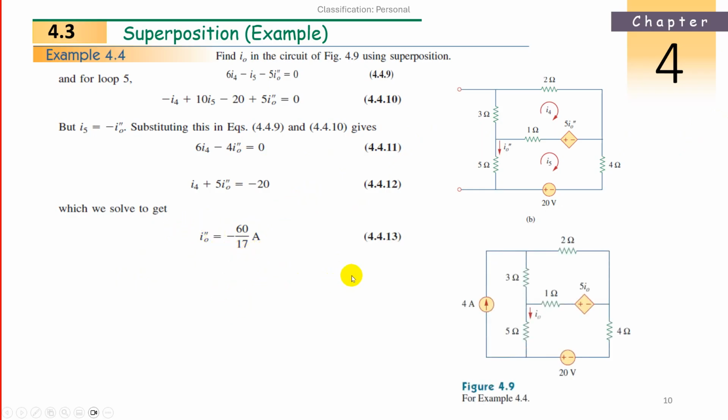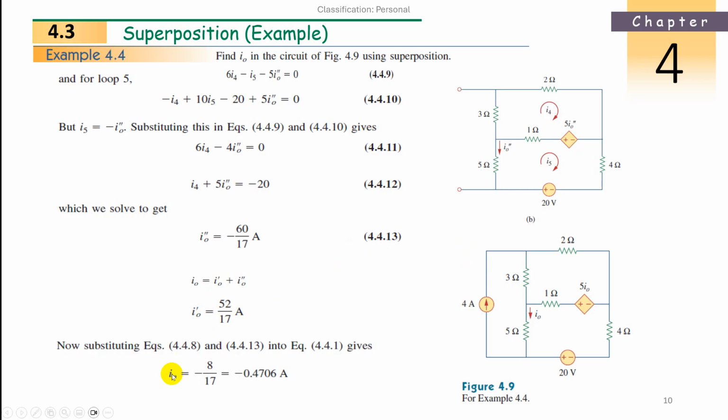What is the previous one? I0 single dash. Now the original circuit. What is I0? I0 single dash is 52 by 17, by the previous slide, by considering only the current source. I0 double dash is considered by the voltage source, removing the current source, and we got minus 60 by 17. Now what is I0 here? It is nothing but I0 dash plus I0 double dash, two currents at a time. So join together, it becomes minus 8 by 17. 60 minus 52, 8. So minus 8 by 17, which is equal to minus 0.4706.